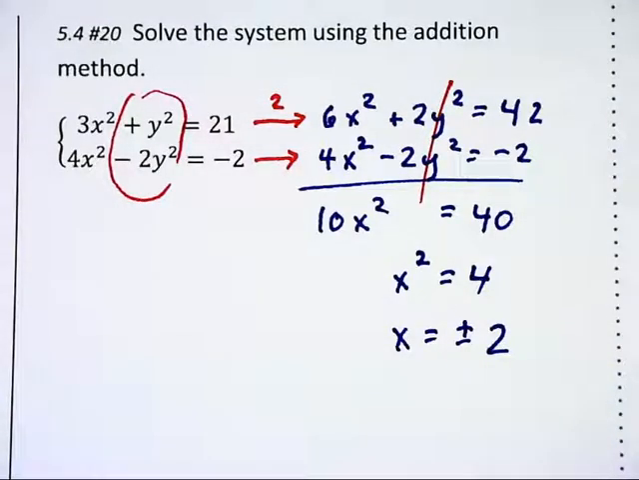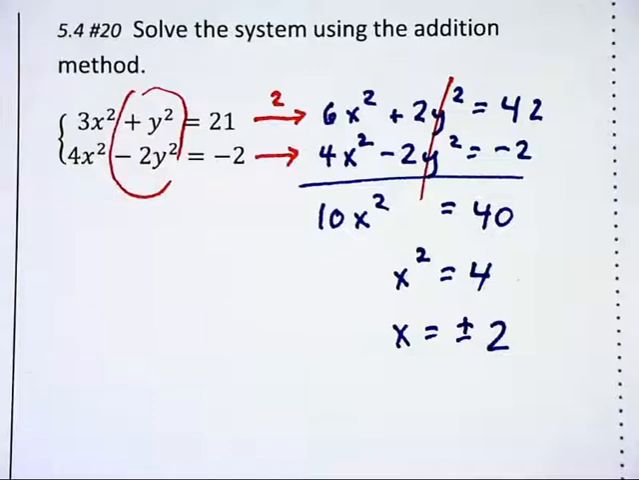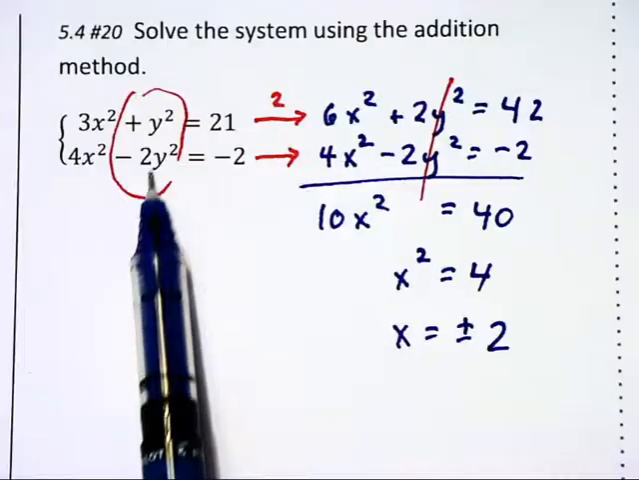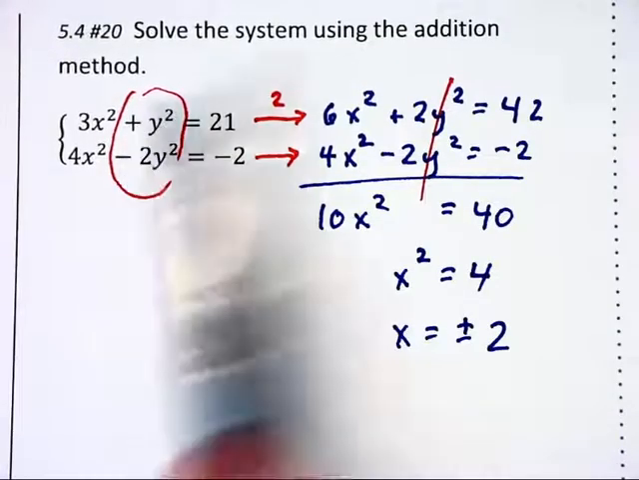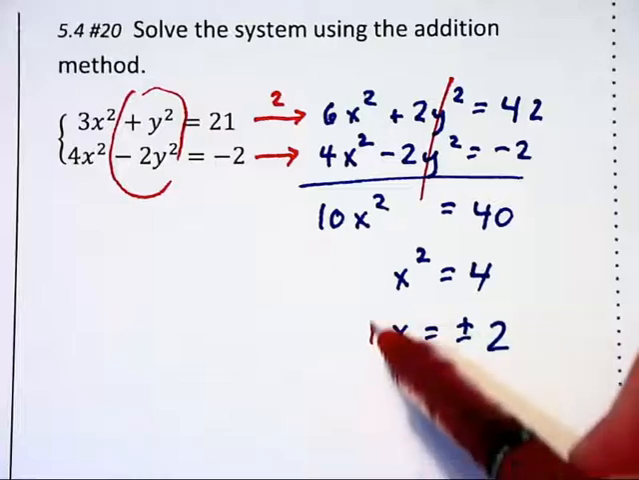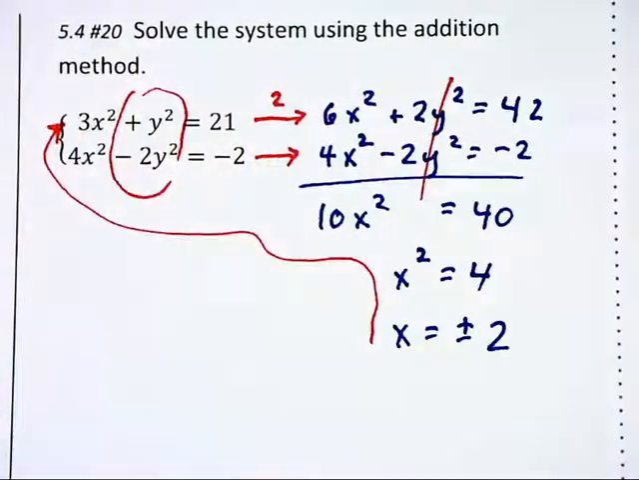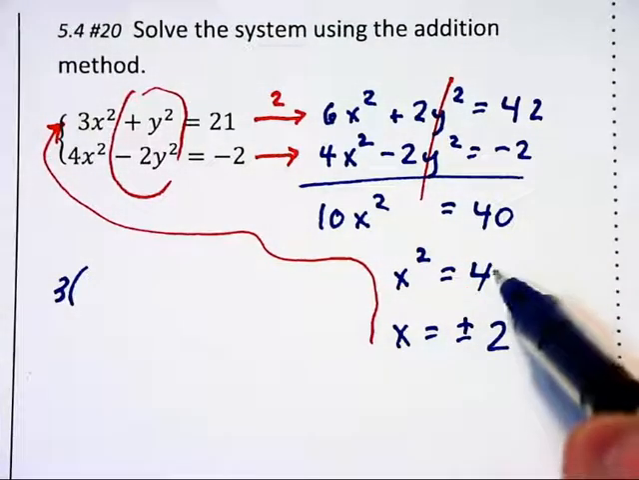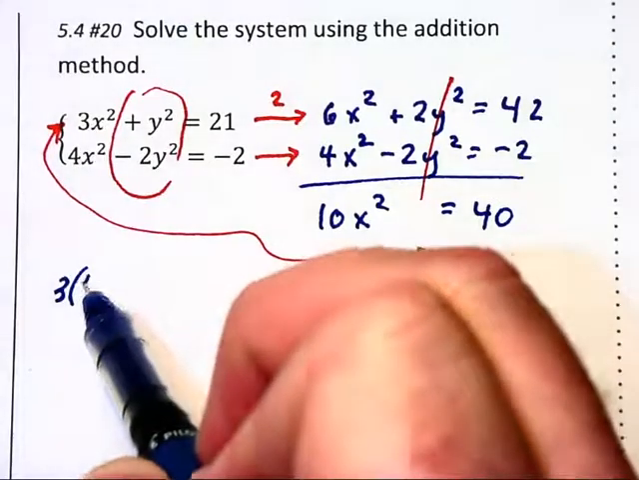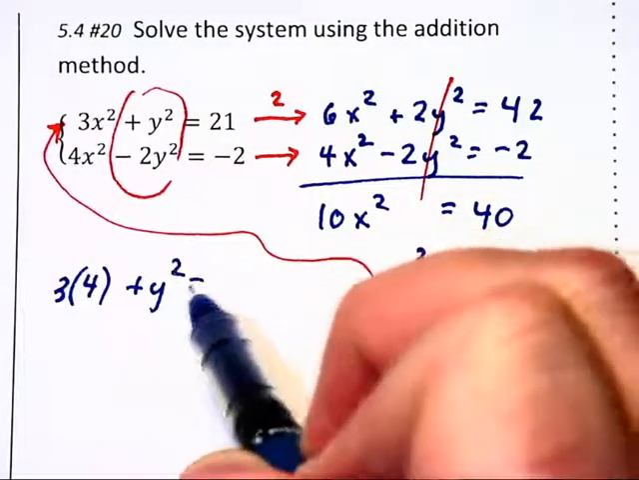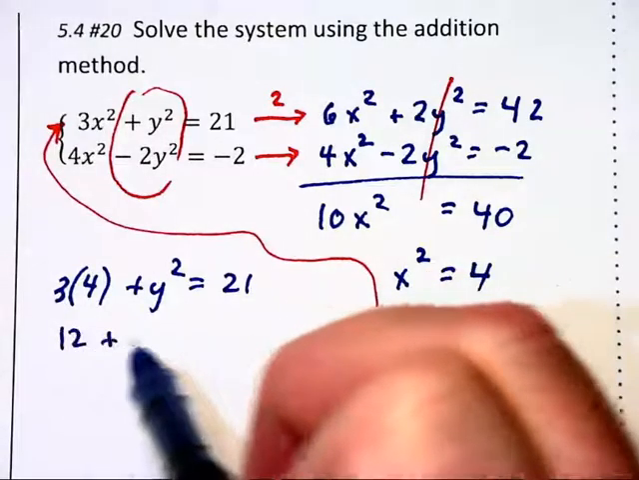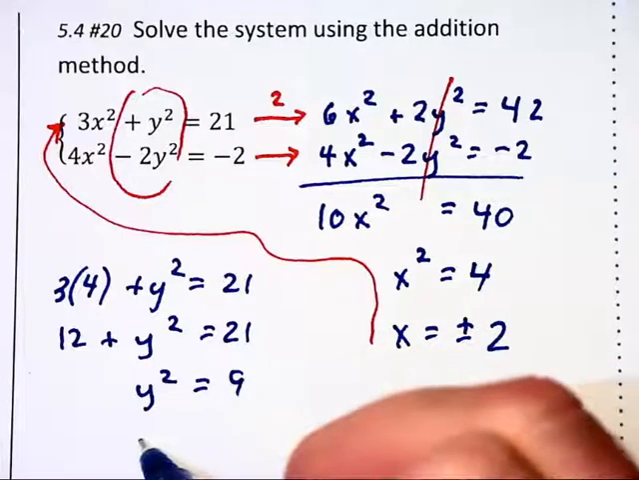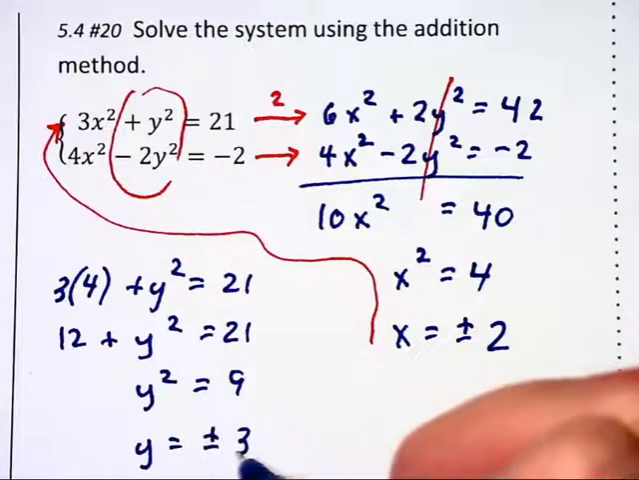So this is our beginning. Now we need to find some y values that match with it. I think when I substitute it back in, I want to go with the first equation because there's a plus in front of my y squared. So here we go. Take this, substitute it right into that top equation. 3x squared. Well, instead of substituting that in, let's just go up the line above where we know what x squared is. 4 plus y squared equals 21. That's 12 plus y squared equals 21. And y squared is equal to 9, and therefore y is equal to plus or minus 3.